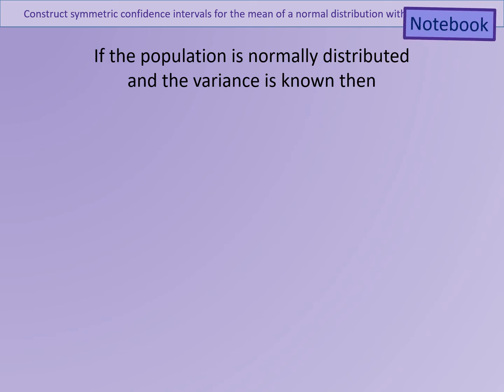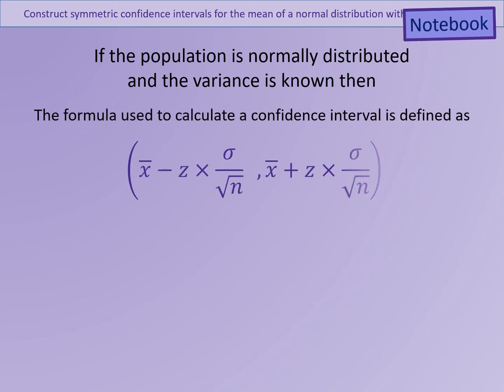If we have a population with a normal distribution and we know the variance of that population already, we can use this formula to calculate a symmetric confidence interval. This is calculated by finding the sample mean x bar and the z value for the particular confidence interval we are looking for. We then calculate x bar minus z multiplied by the standard error and x bar plus z multiplied by the standard error. This gives us the two values for the limits of our confidence interval.